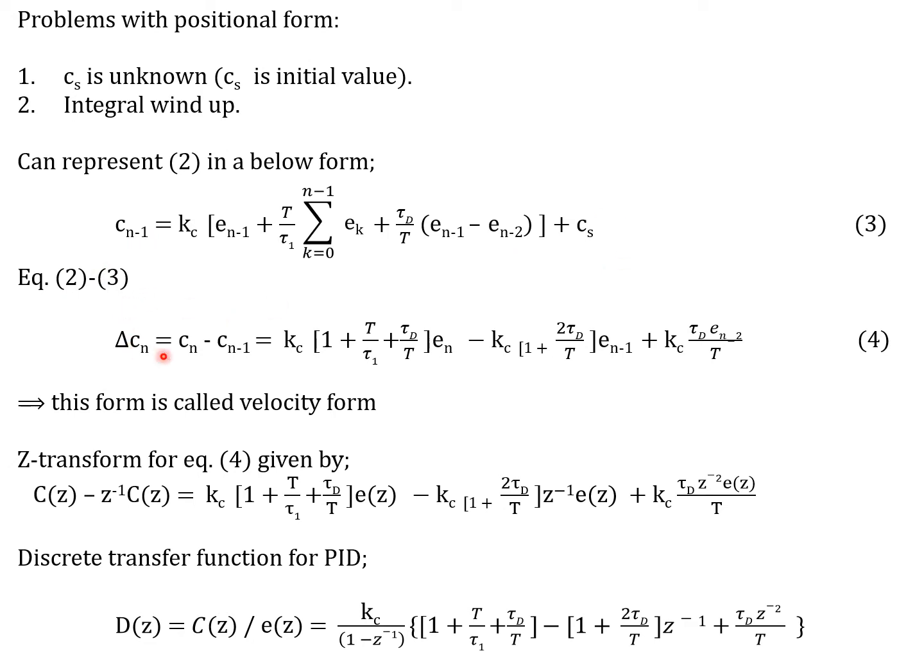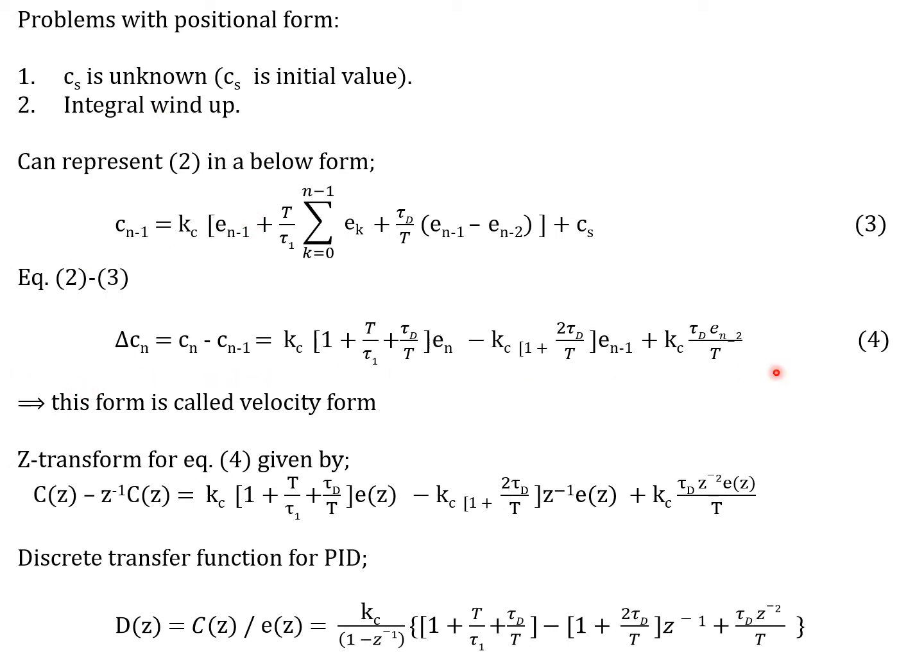So what we get in this form, in terms of the difference form, is Cn minus Cn minus 1, and the Kc part for En, the Kc1 for the En minus 1, and this one for the En minus 2, and this is called the velocity form. There is another form in terms of the difference of the output signal, but the main thing is to remove the Cs, because not knowing Cs is a problem. Sometimes we can also have a problem with what we call integral windup.